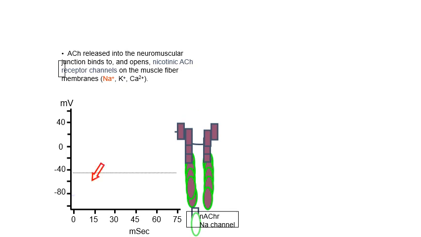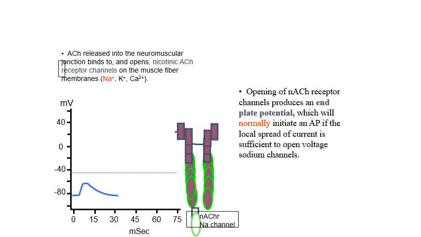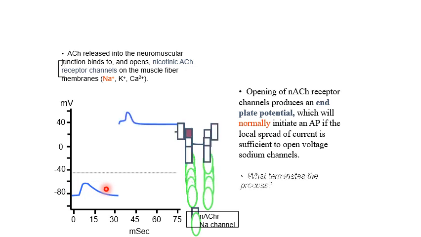So, acetylcholine is released into the neuromuscular junction, which binds to and opens the nicotinic acetylcholine receptor channel on the muscle fibers. If not, it would just cause an end plate potential, and this end plate potential will initiate an action potential if the spread of the current is sufficient to open the voltage gated sodium channels. And what would terminate this process? Of course, acetylcholinesterase enzyme, which would eat up any excess acetylcholine lying over there.